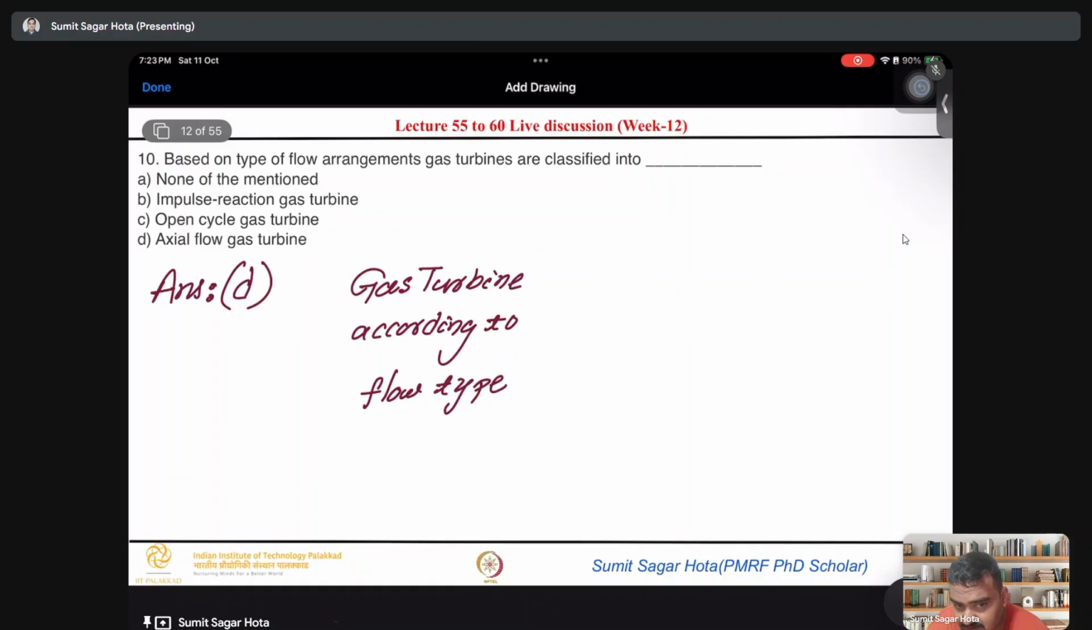So according to the flow type, there are two types of gas turbine. One is the axial flow gas turbine, and one is the radial flow.